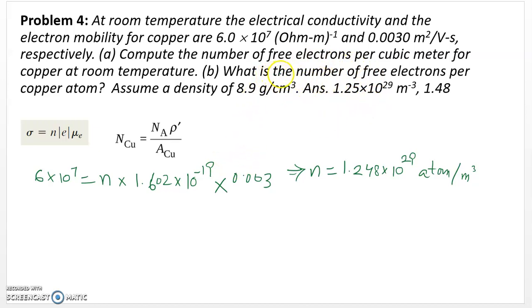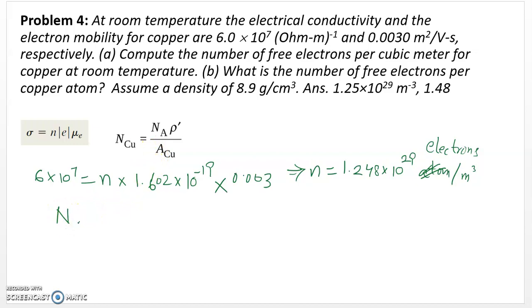In the second part, what we have to find is the number of free electrons per copper atom. So we have the number of electrons per cubic meter. What we need to find is how many atoms there are in 1 cubic meter. We can find this number of atoms in 1 cubic meter from this equation, which we have already used in a previous chapter.